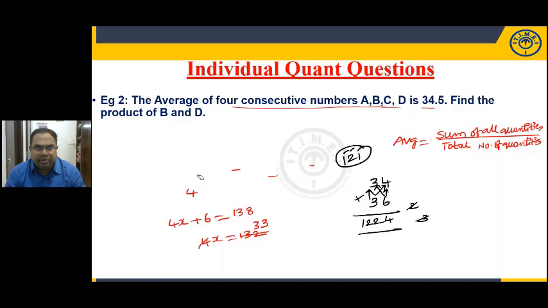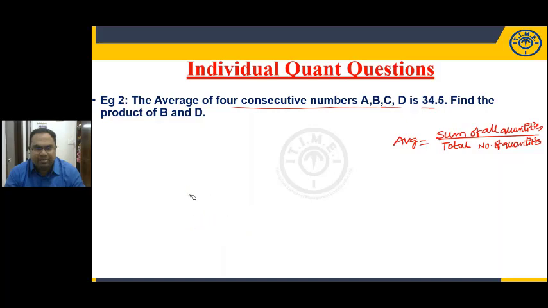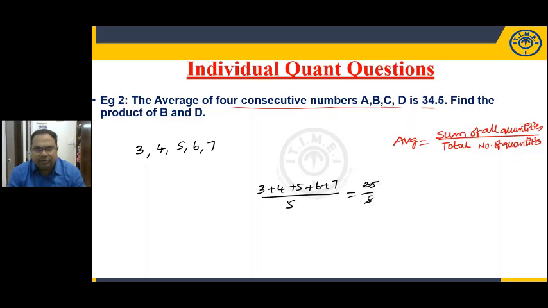If there are consecutive numbers, for example, I'll take 3, 4, 5, 6, 7. The average is 3 plus 4 plus 5 plus 6 plus 7 divided by 5, that is 25 by 5. It is 5. So the middle number will become the average.